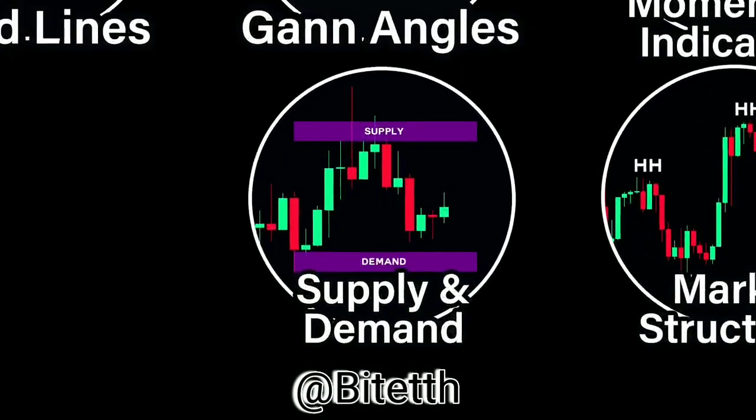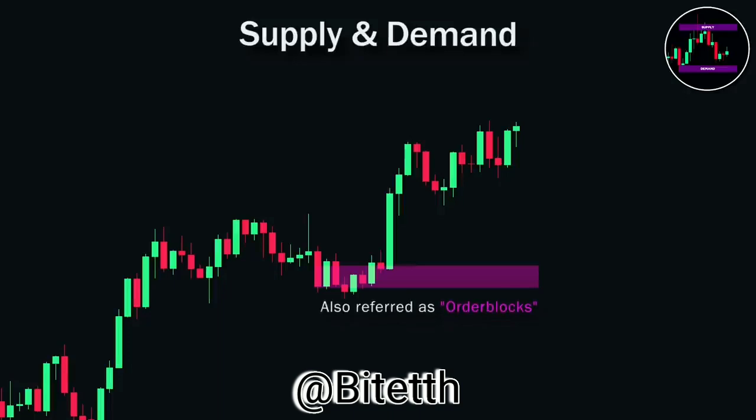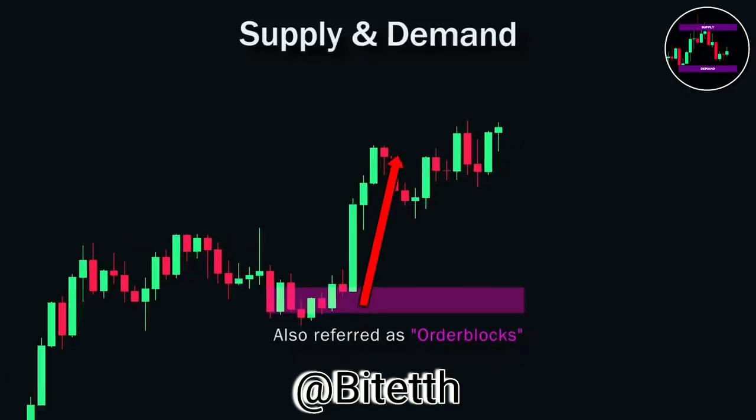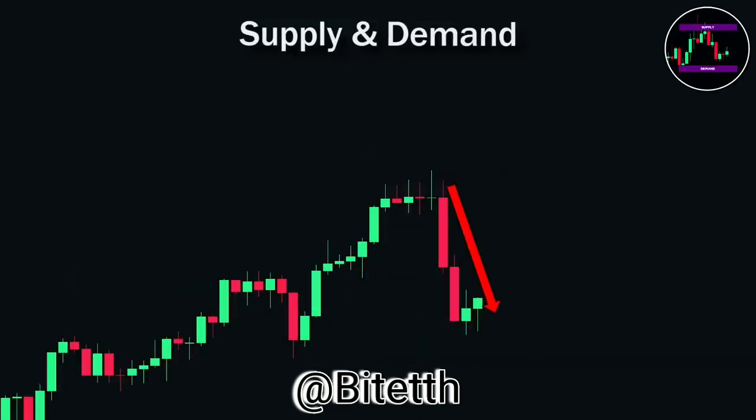Supply and demand. Also referred to as order blocks, these are zones where significant price movements have occurred. If price moves significantly upwards from a level, it is considered a demand zone. And if price moves significantly downwards from a level, it is considered a supply zone. Just like support and resistance, these zones can be treated as key levels for potential entry positions.